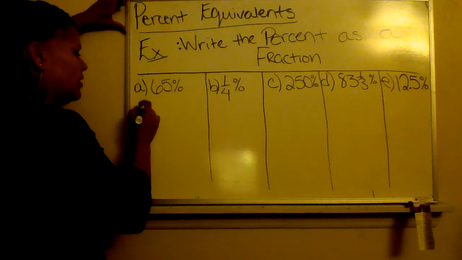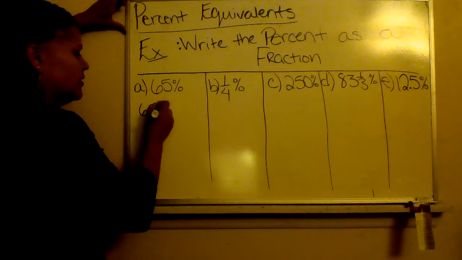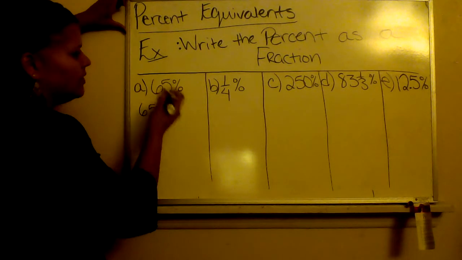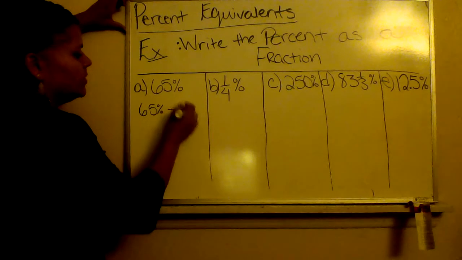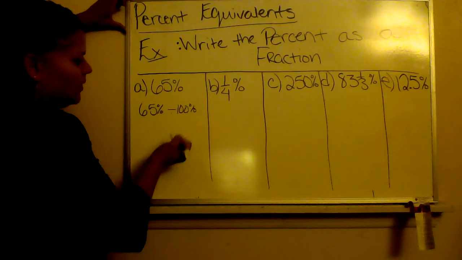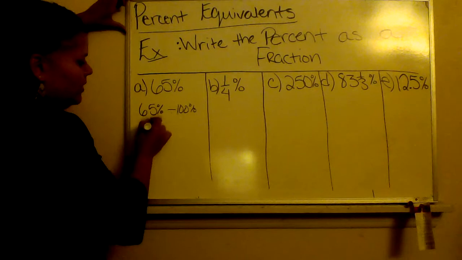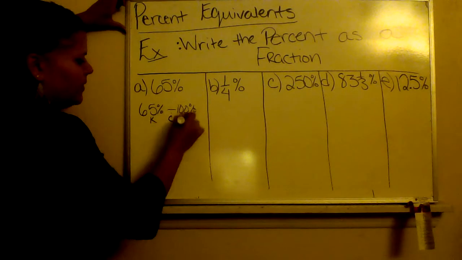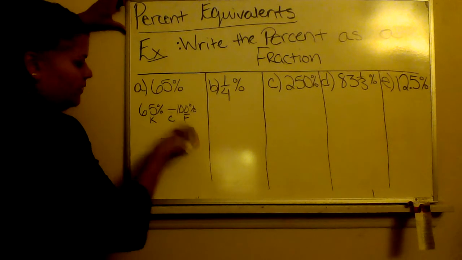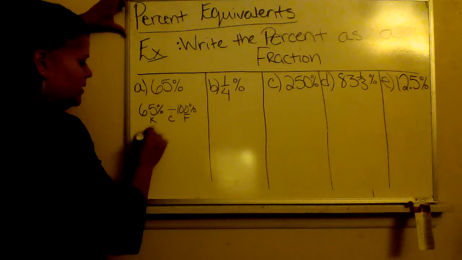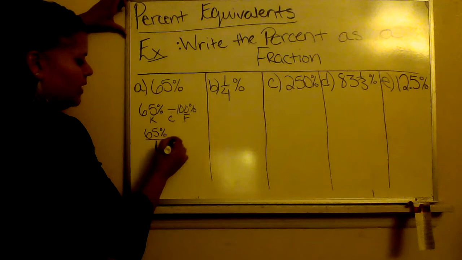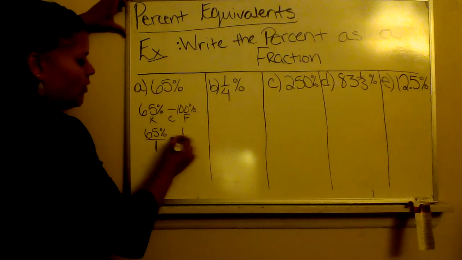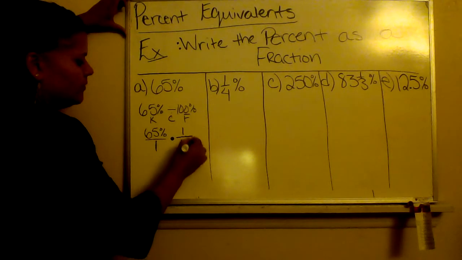We have 65%, and the way to turn a percent into a fraction is you divide by 100%. Or you use the keep, change, flip method because you're dividing now. So that is 65% over 1, and then you're multiplying by 1 over 100%.